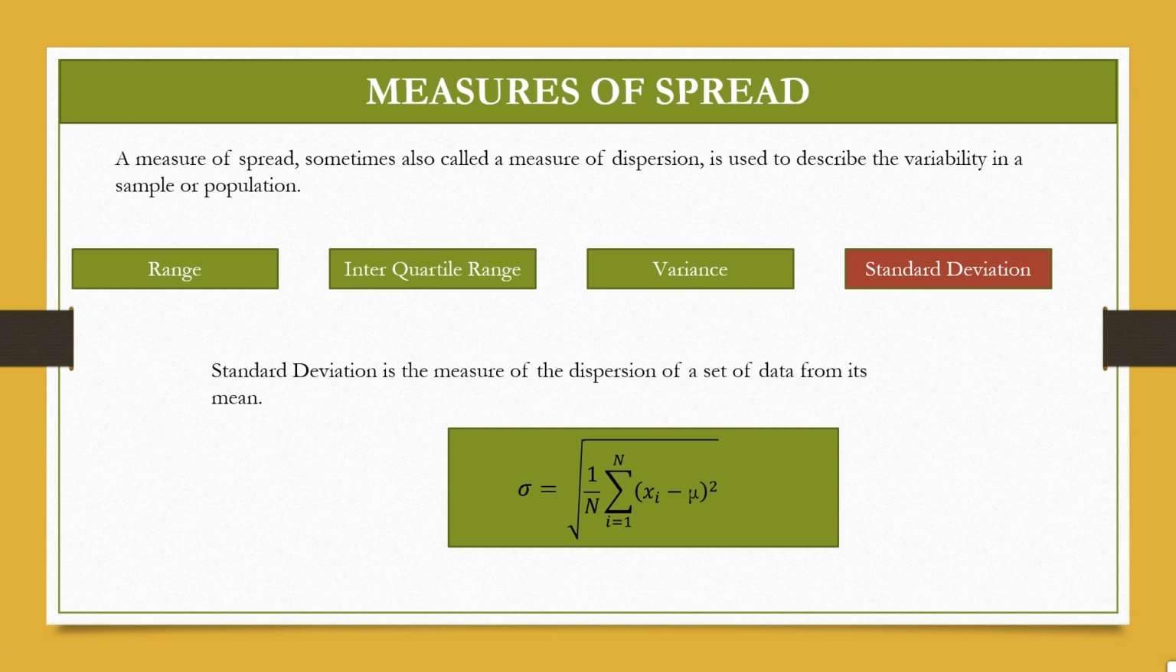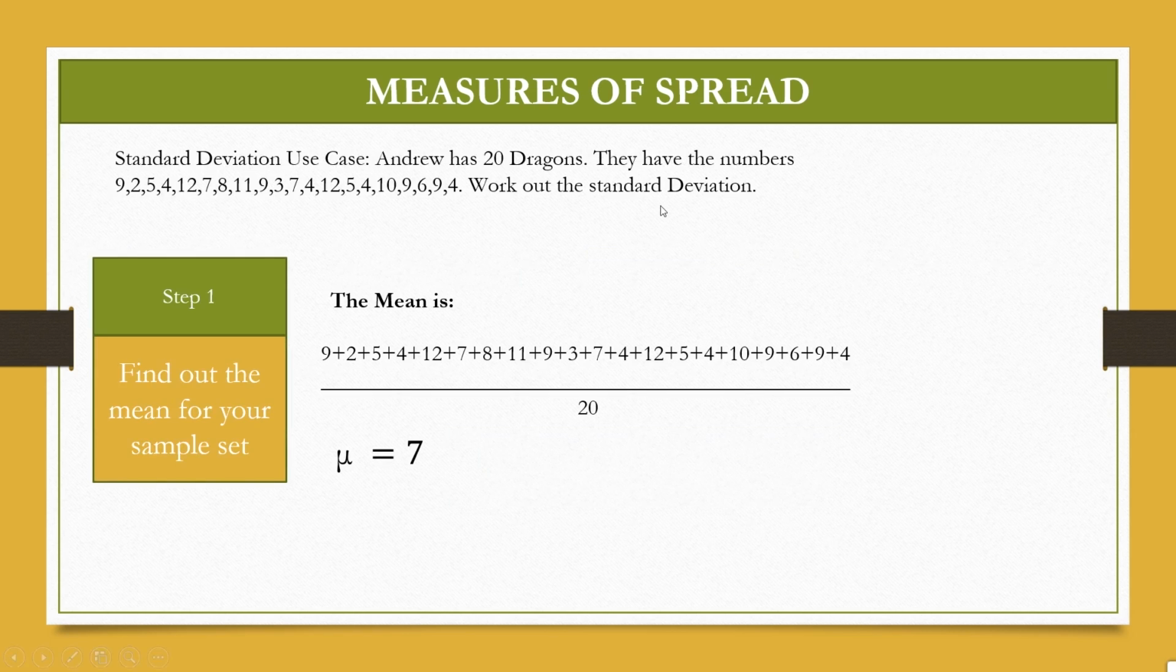Now to better understand how the measures of spread are calculated, let's look at a small use case. Let's say Andrew has 20 dragons. They have the numbers 9, 2, 5, 4 and so on, as shown on the screen. What you have to do is work out the standard deviation. In order to calculate the standard deviation, you need to know the mean. So first, you are going to find out the mean of your sample set.